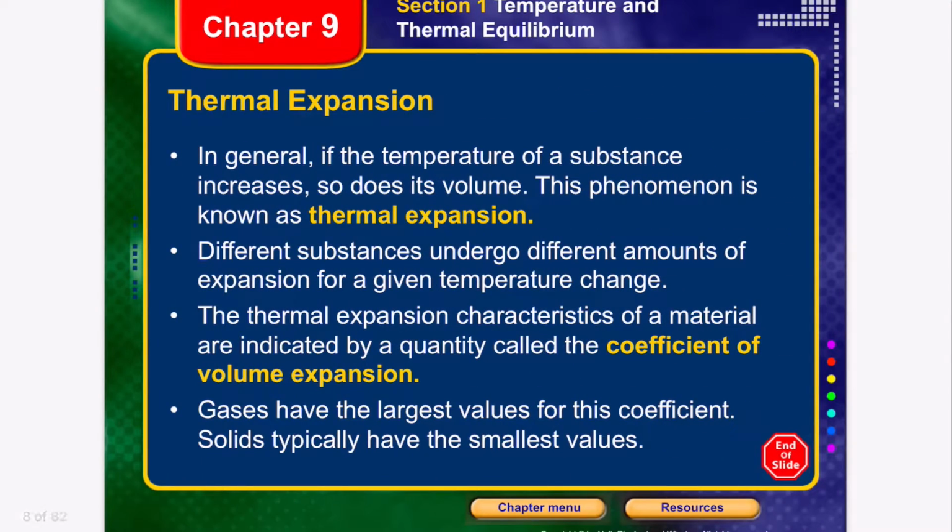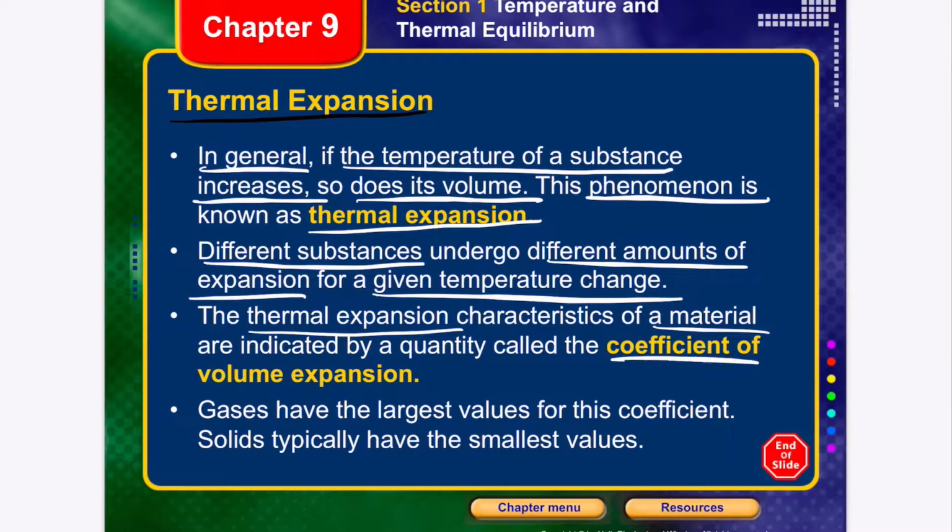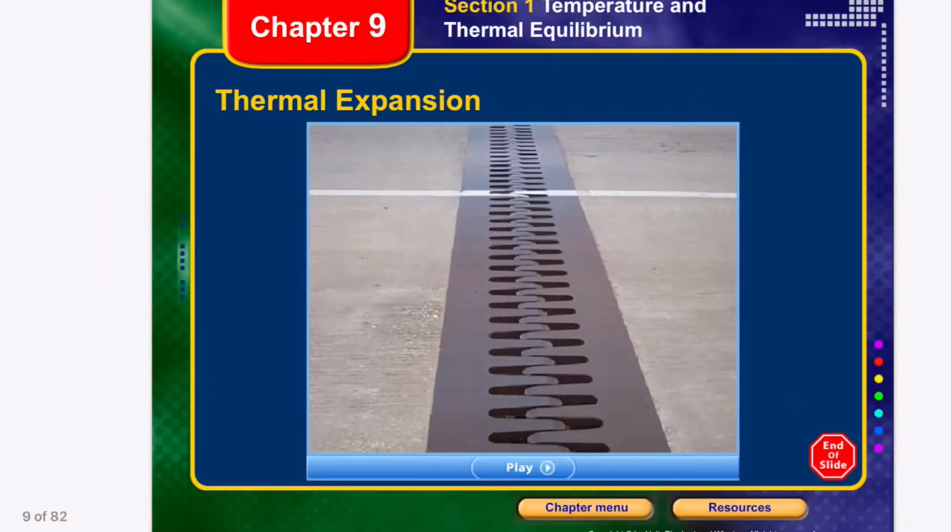Next, let's talk about thermal expansion. In general, if the temperature of a substance increases, so does its volume. This phenomenon where temperature causes a change in its shape is called thermal expansion. Different substances undergo different amounts of expansion for a given temperature range. The thermal expansion characteristics of a material are indicated by the coefficient of volume expansion, which is generally given by gamma. Gases generally have the largest values of this coefficient, and solids typically have the smallest values.